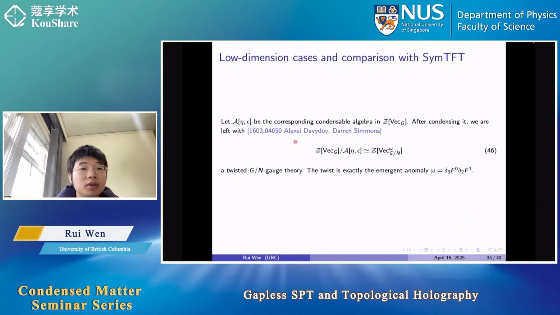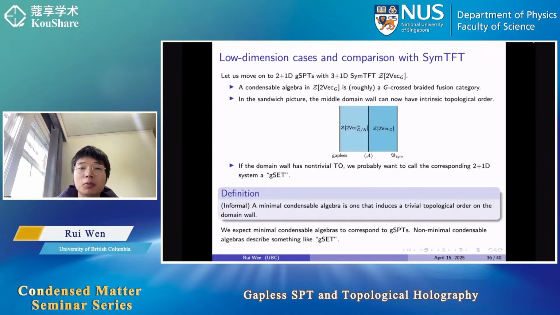And so if we denote this by the corresponding condensable algebra in the bulk, and if we condense this, mathematicians have computed what happens when you condense it. You get a twisted G/N gauge theory, and this twist is given by exactly this expression. Okay, so now let's move on to 2+1D with the 3+1D bulk.